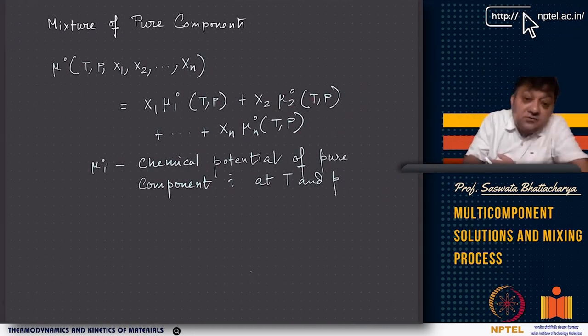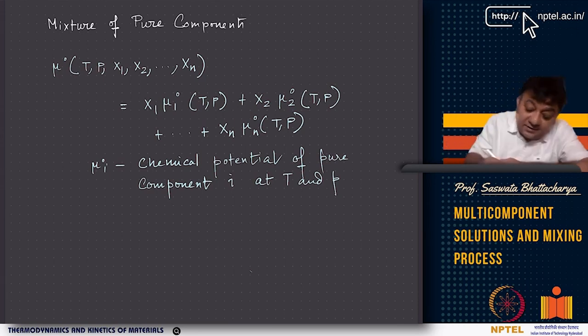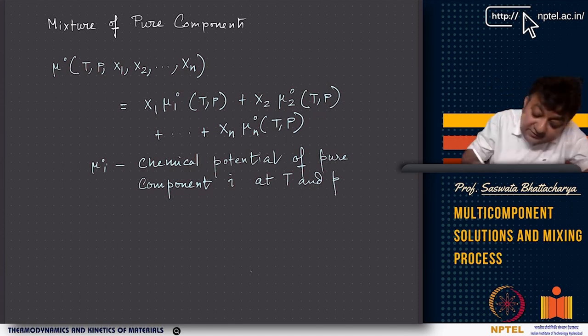Now we can also look at the mixture of pure components, various pure components. A mixture of pure components means you have just added them together, they are not yet mixing, right? They have just been added together. And these are pure components from 1 to n. Say, for example, from 1 to n, you have n pure components, or, instead of making any confusion, you can say up to xc.